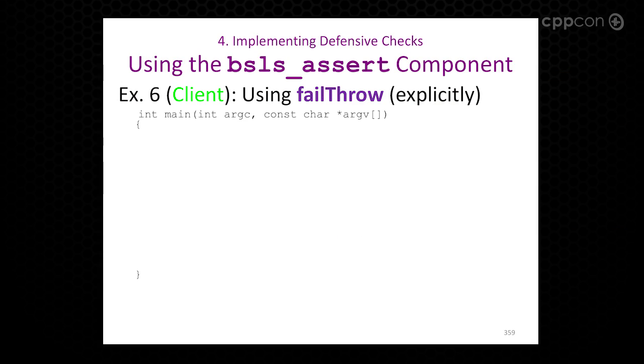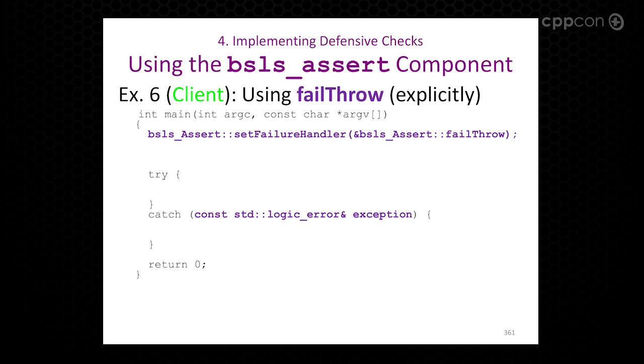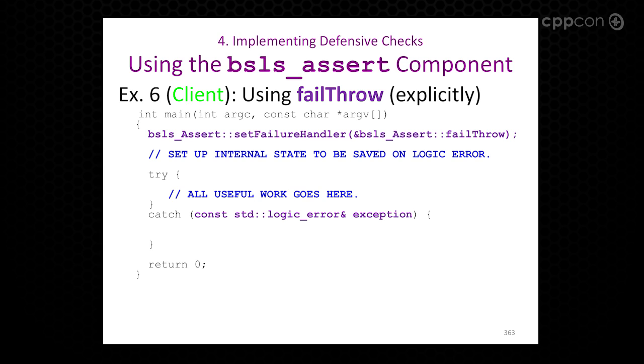Okay, so fail throw explicitly. Here I have a main. I set my failure handler to the fail throw. And then I have my try catch block. And I set up some internal state to be saved in the event that I have a contract violation. Then all useful work goes here. And if a contract violation occurs, I can save my stuff.